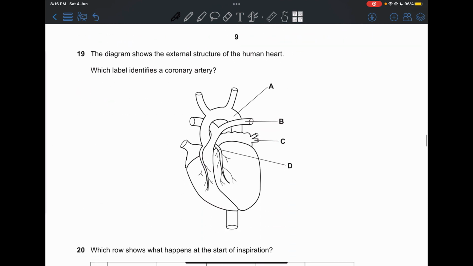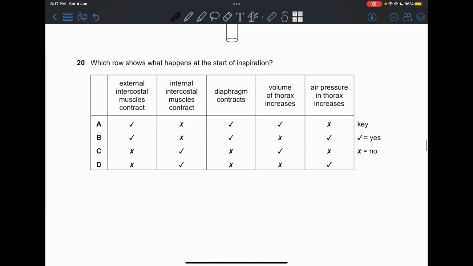Now 19, the diagram shows the external structure of the human heart. Which label identifies a coronary artery? Now, we know the coronary artery is an artery that provides nutrients and oxygen to the heart, so it can perform respiration in order to provide energy for the muscle contraction. So it's going to be D over here. This is the only blood vessel that actually connects the heart over here.